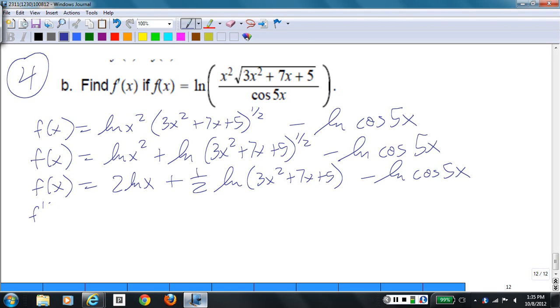F prime of x equals 2 times 1 over x. Just the constant multiple rule there. A little bit of chain rule here. It's going to be 1/2 times derivative of the natural log of something is 1 over that something times the derivative of that something. So 1 over 3x squared plus 7x plus 5 times 6x plus 7. Yeah?